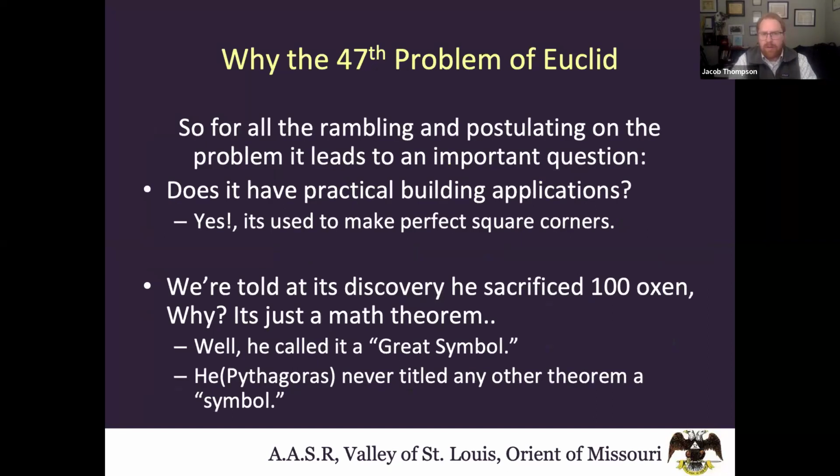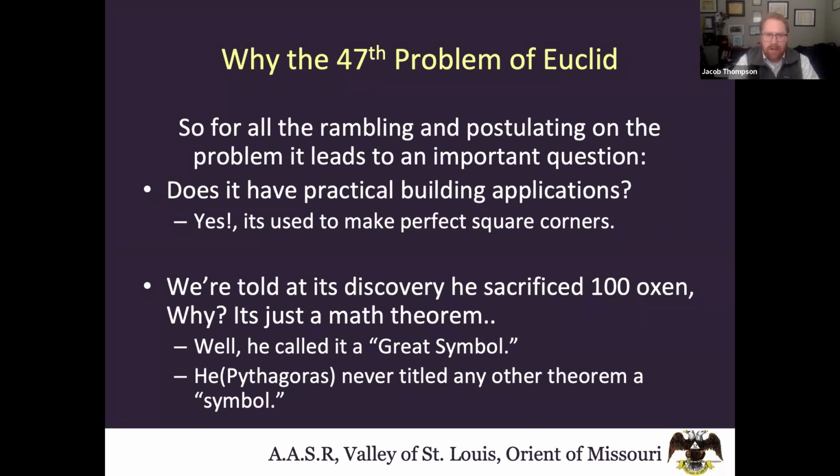So for all the rambling and postulating, it leads us to one question. If there are all these different ideas, and Pike says they're just rambling and offset, what is the practicality of it? What is the use of the 47th problem? Well, pretty simply, it does have a practical use. It's used to make square corners, which then devolve into a much greater scope of other things it can be involved with in terms of masonry or architecture or planning or anything where you need measurements to be exacting.